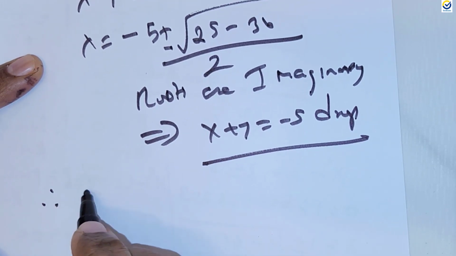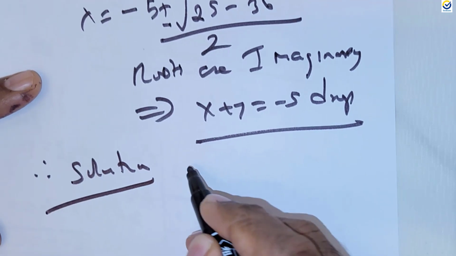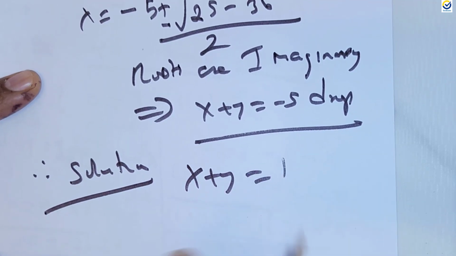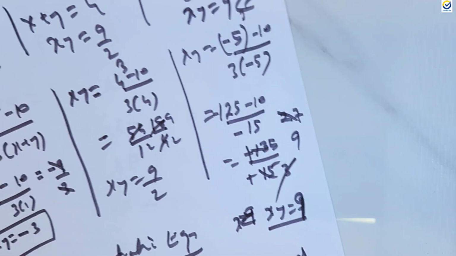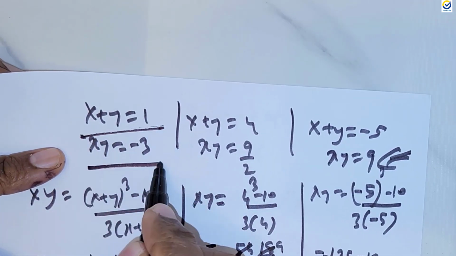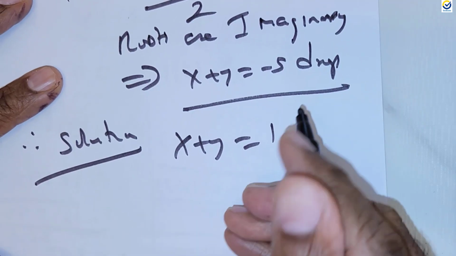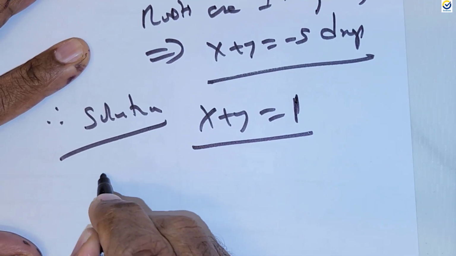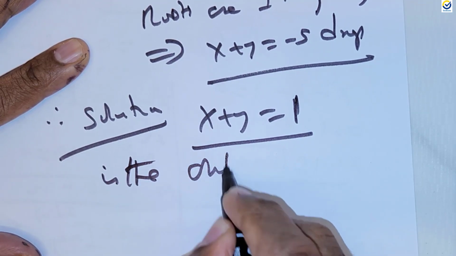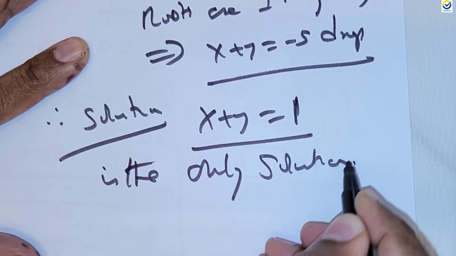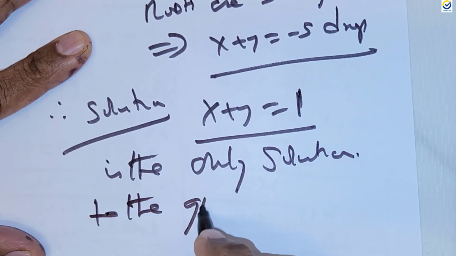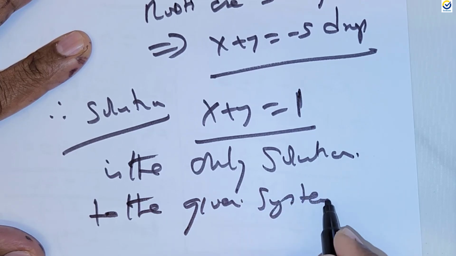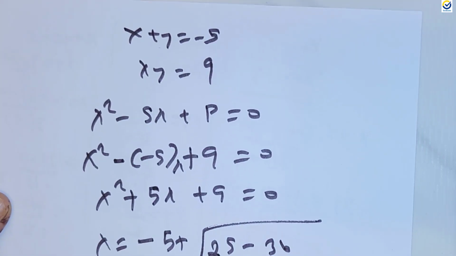So therefore the solution is what? The solution is x plus y is equal to 1. Okay, this is the only solution for this system. x plus y is equal to 1 is the only solution to the given system. So this is how you need to conclude this beautiful question.